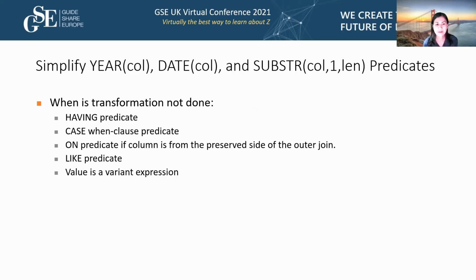When is this transformation not done? If the predicate containing the year, date, or substr function is in the HAVING predicate, if it's in the CASE WHEN clause predicate, if it's an ON predicate and the column is from the preserved side of the outer join, or is in the LIKE predicate, or if the value is a variant expression, in these cases Db2 will not do the transformation.